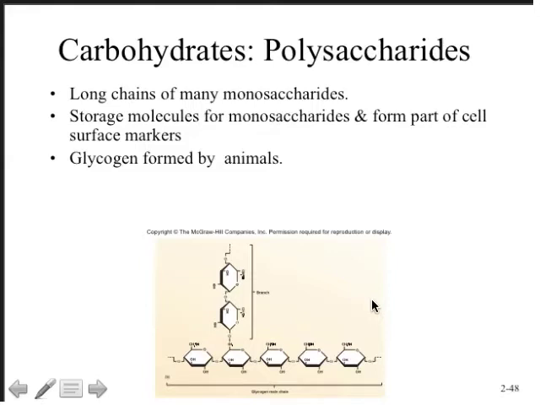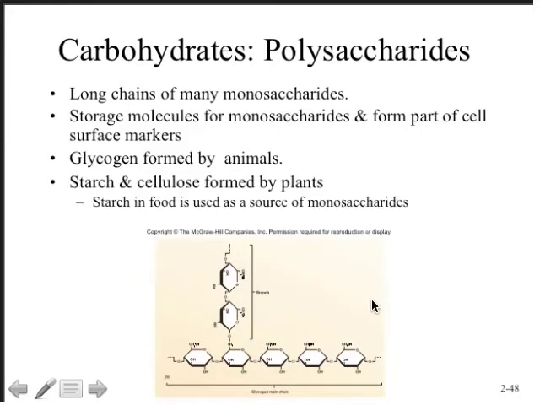Glycogen is a polysaccharide that's formed by animals, commonly called animal starch, while starch and cellulose are formed by plant material. Starch in food is used as a source of monosaccharides for energy, while cellulose in food in human systems acts as bulk in the diet. We don't have the enzymes in our digestive system to properly cleave the glycosidic bonds that hook the glucose units in cellulose to each other.